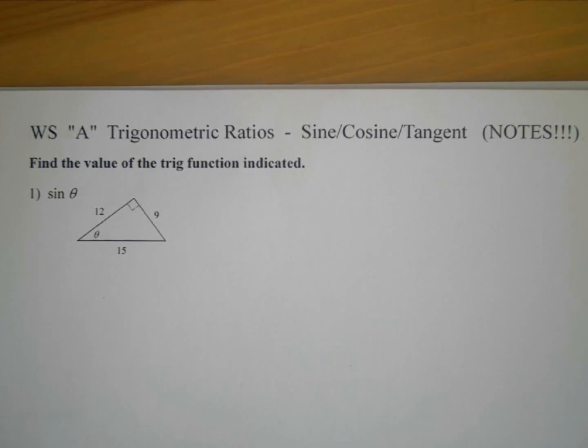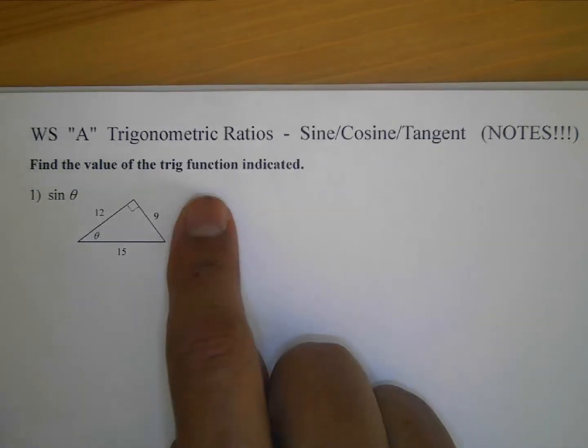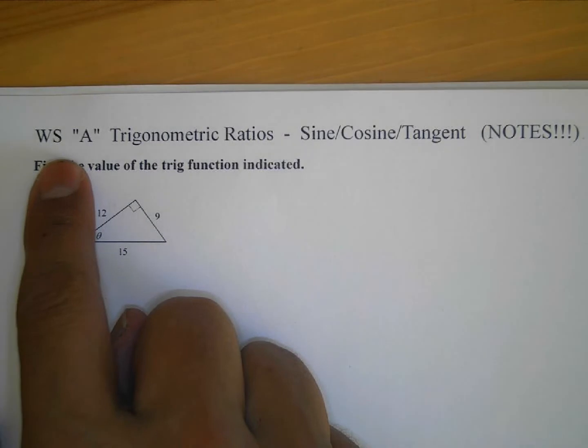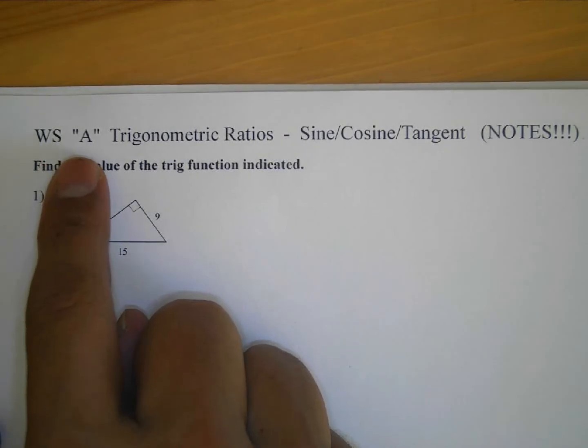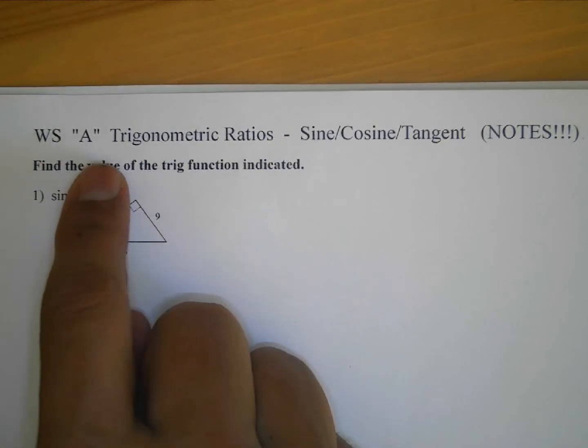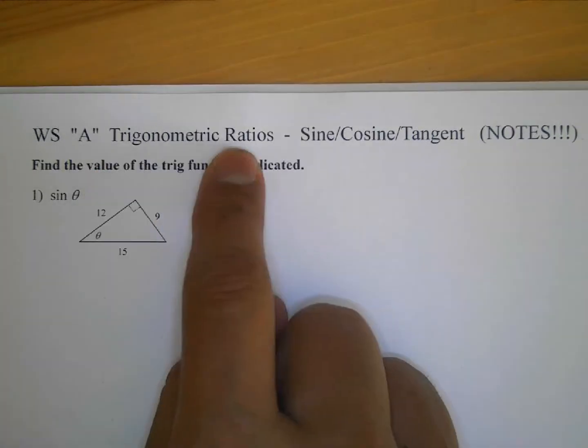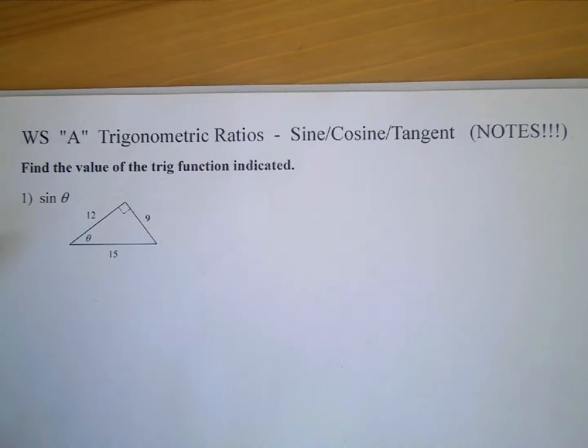Okay, you see a worksheet here. I did not provide it. Don't worry about all that. Just simply copy worksheet A, right? Do this in your notebooks, manually copy it. Worksheet A, trigonometric ratios. We're going to look at sine, cosine, tangents.